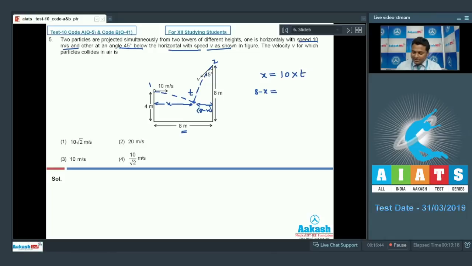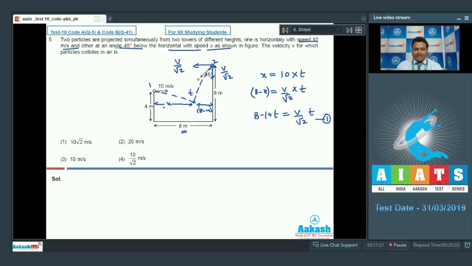Now the horizontal distance covered by particle number 2, that is 8 minus x, will be what? Break the components for the second particle. We will get v cos 45, that is v upon root 2, and v sin 45, that is again v upon root 2. So horizontal velocity v upon root 2, vertical velocity v upon root 2 for particle number 2. So horizontal distance 8 minus x is equal to horizontal speed v upon root 2 multiplied by t. x is 10 times t already. So 8 minus 10t equals v by root 2 times t. Suppose this is equation number 1.